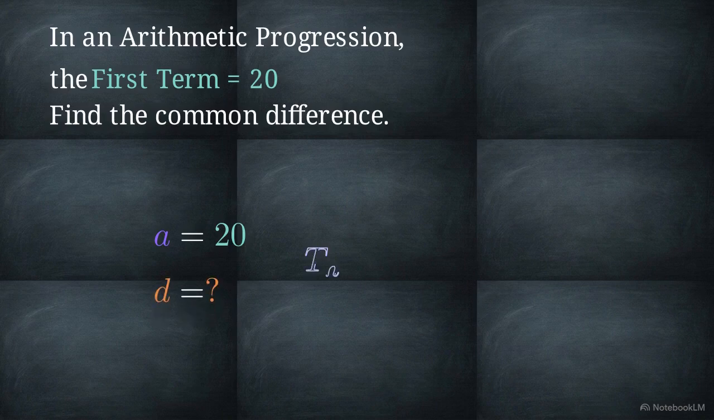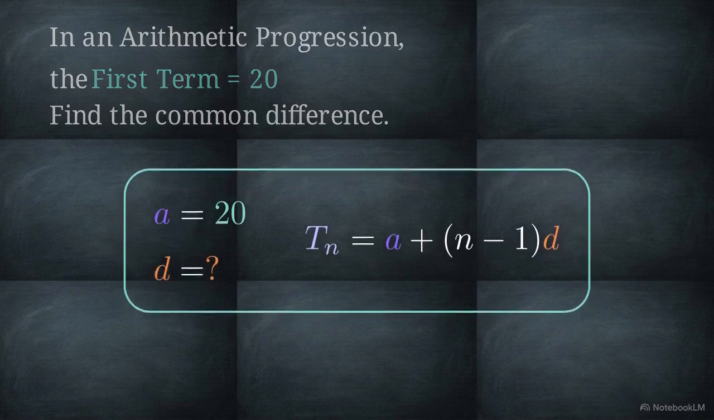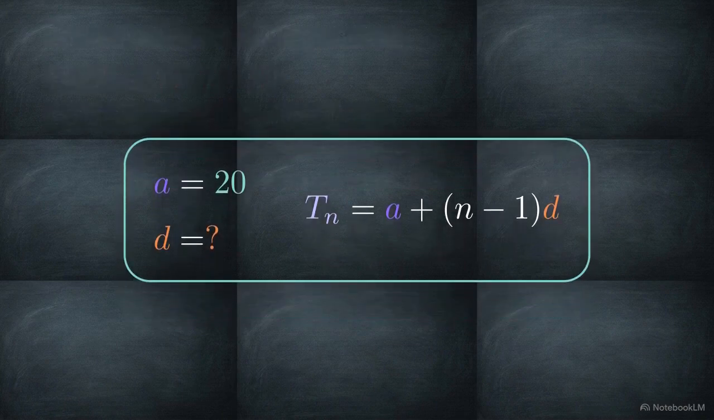To find any specific term in this sequence, we use the standard formula. Tn equals A plus n minus 1 times D. Identifying these variables and the formula is our starting point. We organize this information clearly before we address the relationship between the different terms. The problem compares the third term and the fifth term.